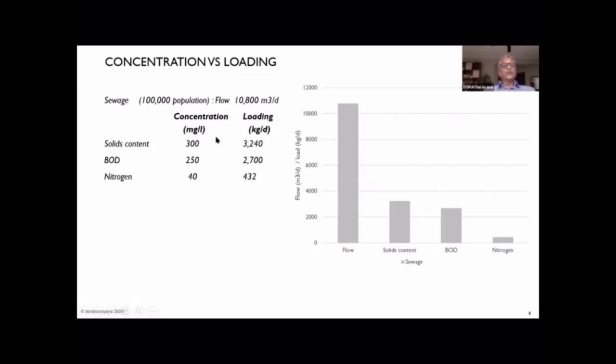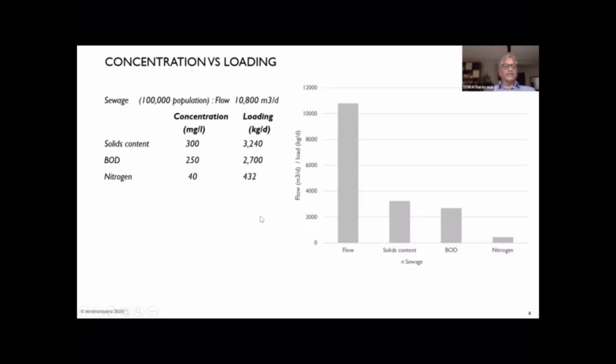So how do you do that? We take the concentration and multiply by the flow, and of course with adjustment of the units involved, and you get the loading. So when you have a bigger volume but lower concentration, it can result in an equivalent large loading that comes in, right? So this is how it looks like for typical sewage: flow, solids content, BOD, and nitrogen based on this.